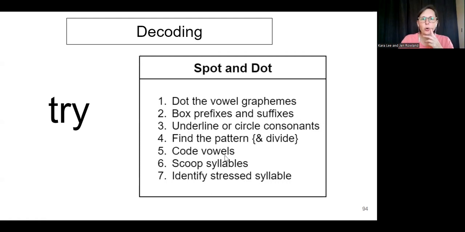How do you think I'm going to code that Y? A macron. Yes, we already dotted it previously to mark it as a vowel. Excellent. But when I say code the vowel, you're either going to put a macron, a breve, or you're going to circle it. In this case, I'm hearing a long sound, so I code it with a macron. Yes. And then I'm going to scoop my syllable.